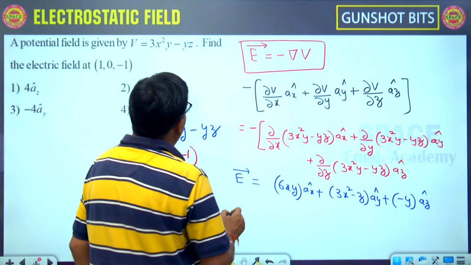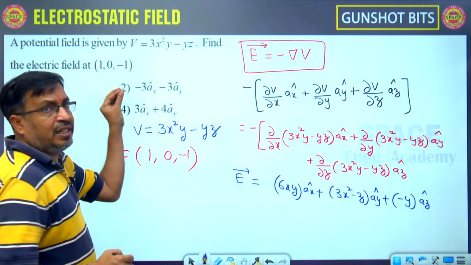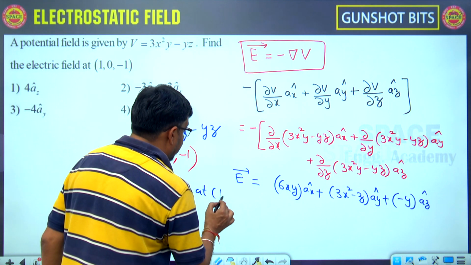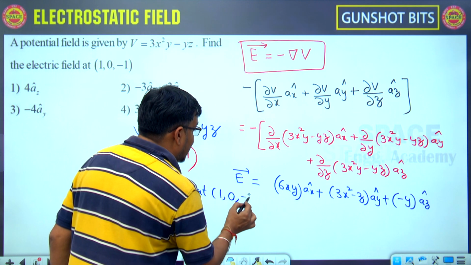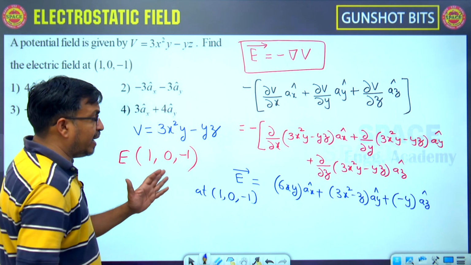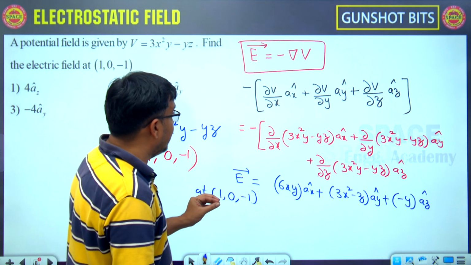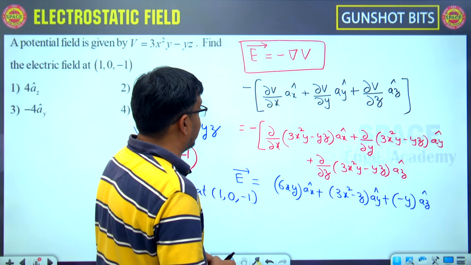But it is asking for the electric field intensity at the given point 1 comma 0 comma minus 1. That means x equals 1, y equals 0, and z equals minus 1.